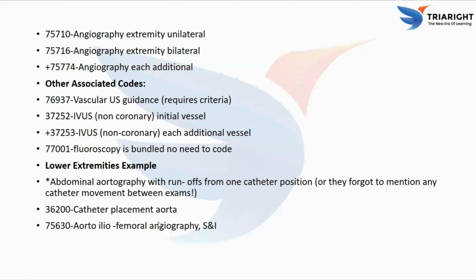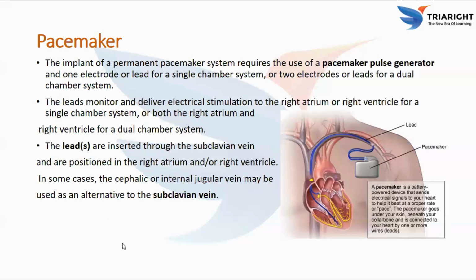75630 is aorto-iliofemoral angiography, imaging of the abdominal aorta, iliac arteries and femoral arteries. Why not 75710 or 75716? These are not used here because the imaging originates from the aortic injection, so this is not selective extremity catheterization. Therefore 75630 is correct, not separate extremity angiography codes. If the catheter stays in the aorta, you assign aortography codes. If the catheter stays in the iliofemoral artery, you assign extremity angiography codes.